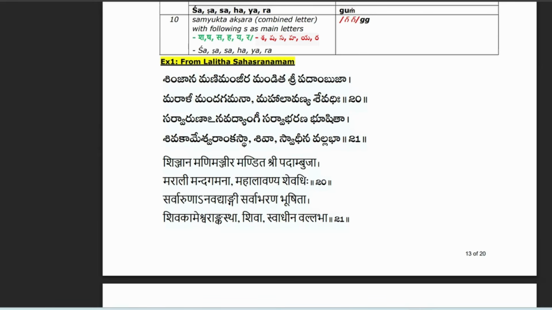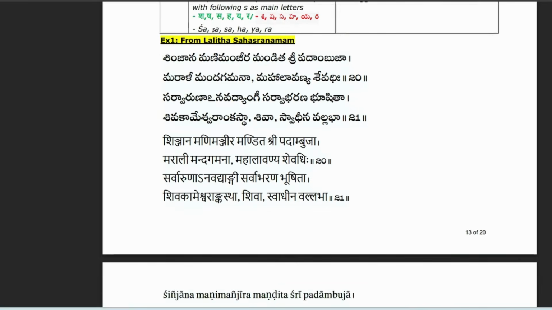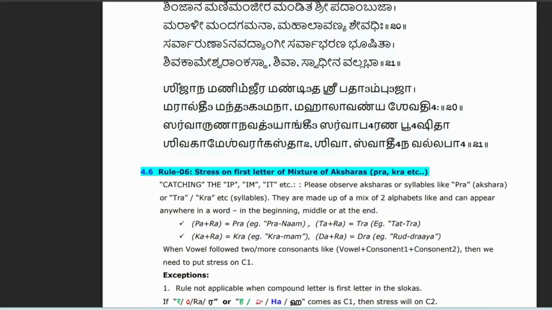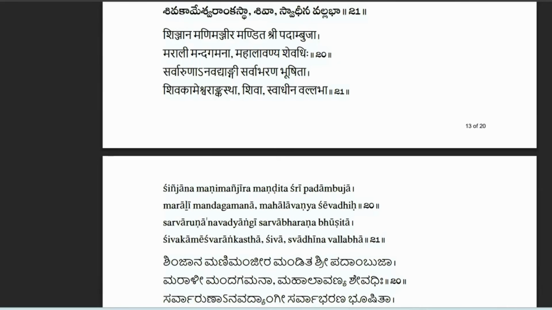Mahalavanya Shevatihi. Sarvaruna Navadyangi. So here, Dhyam. That's the Anuswara followed by G, which is the Ka family. It will be Ung sound. Navadyangi. Sarvabharana Bhushita. The next sloka, Shiva Kameshwarankastha. Again, this is the Anuswara followed by K. So it is a Ka family. The sound is Ung. So Shiva Kameshwarankastha. That's how it changes.